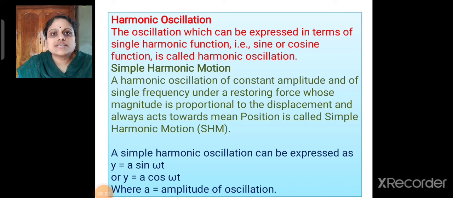That is, a motion is said to be simple harmonic if the restoring force is proportional to the displacement and if it is directed towards the mean position. Simple harmonic motion is abbreviated as SHM. A simple harmonic motion is expressed as y = a sin omega t or y = a cos omega t. Here a is the amplitude or the maximum displacement from its mean position.